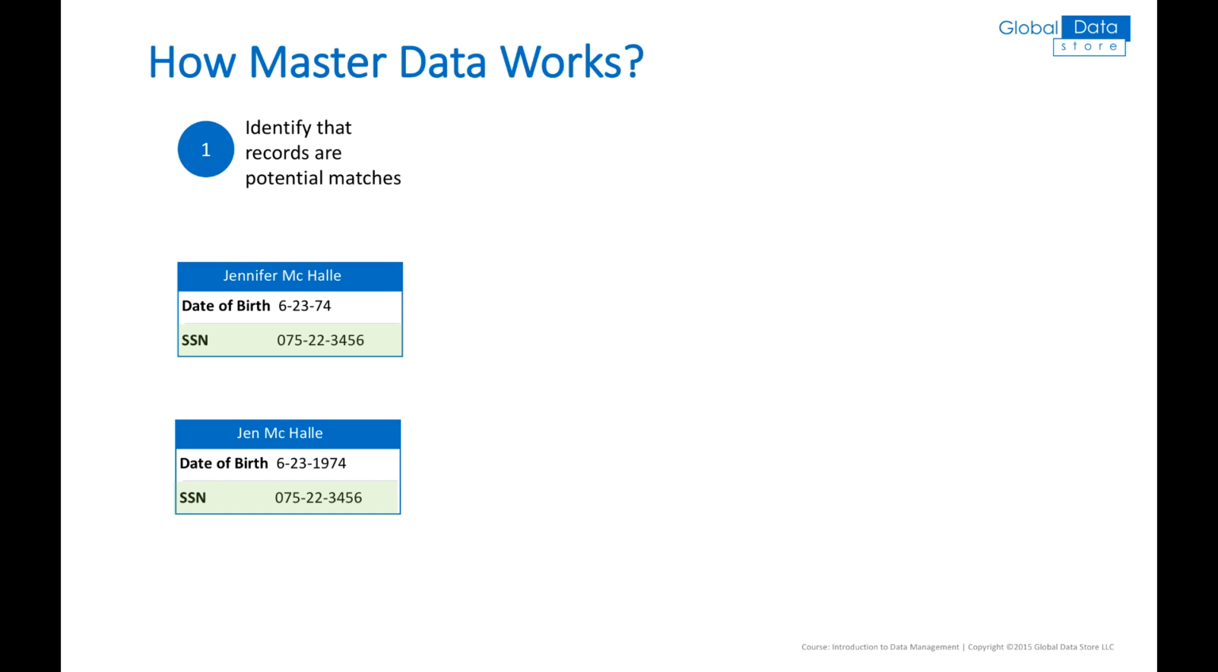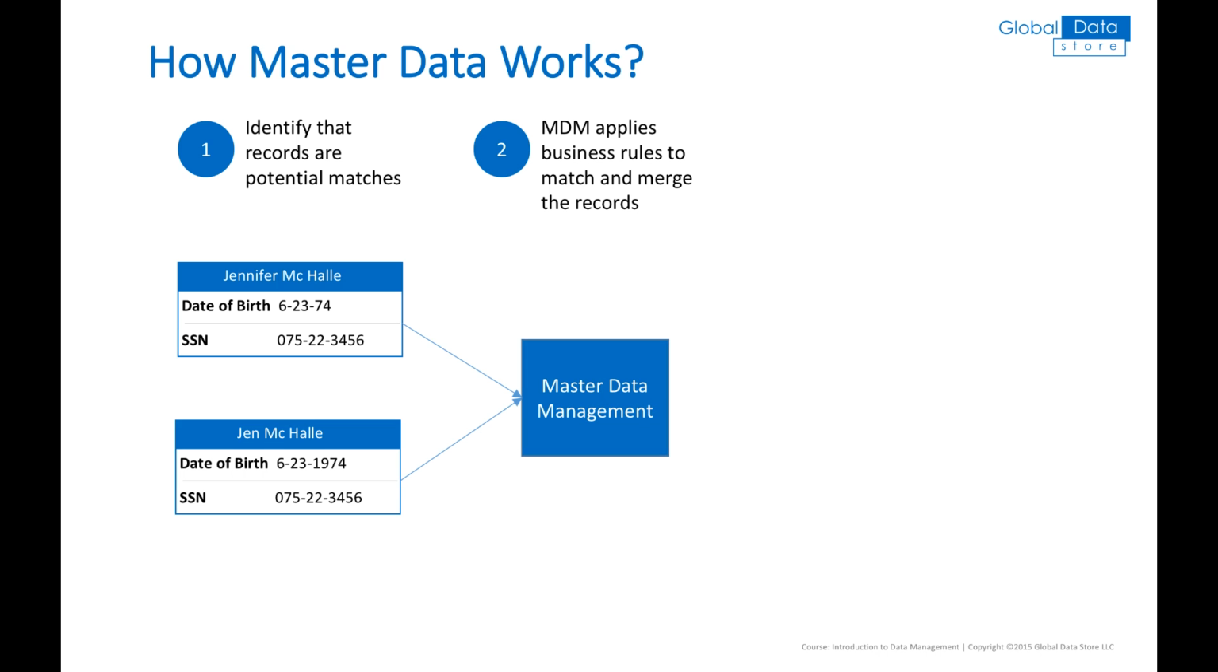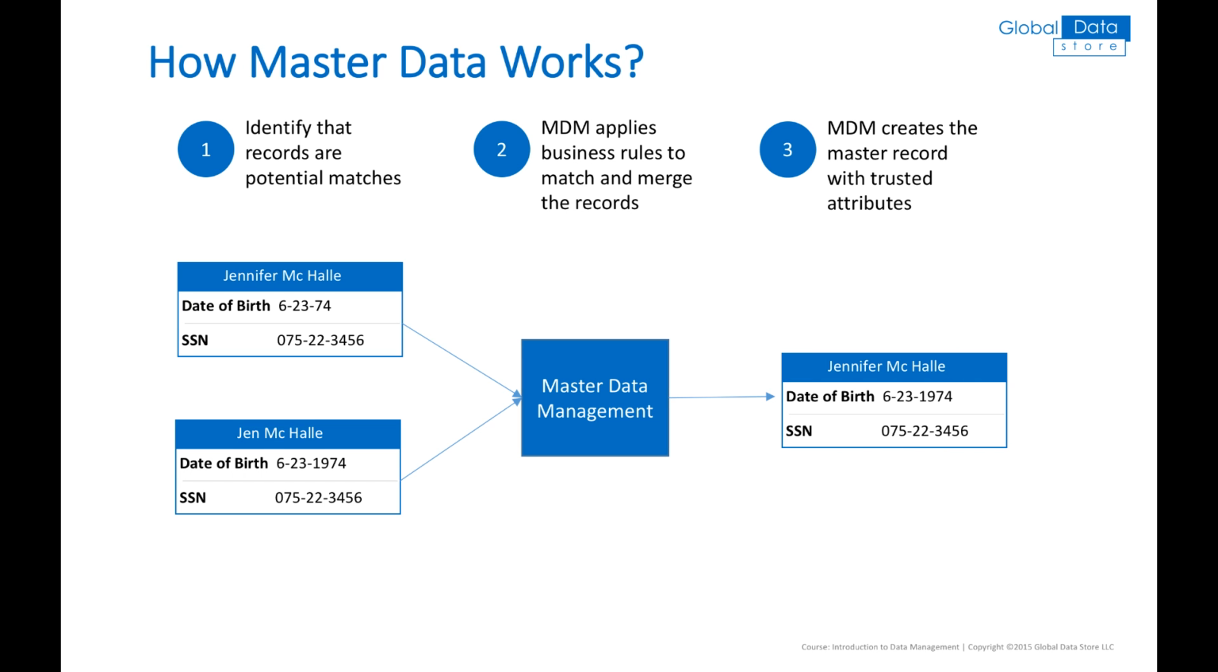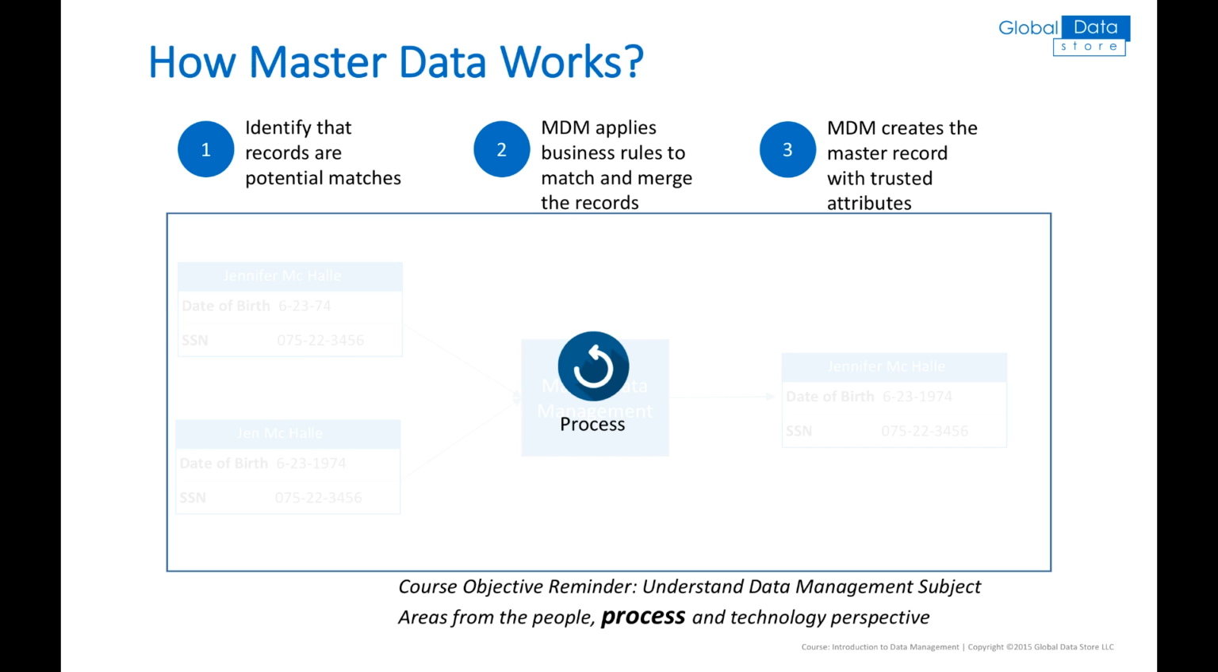That is a first step in master data management, to identify potential matches. Once the potential matches are determined, as a next step, master data management system applies business rules to match and merge the records. In the final step, master data management system creates master record with consistent data representation that can be used across the applications. In reference to course objectives, this slide covers process aspect of master data management.